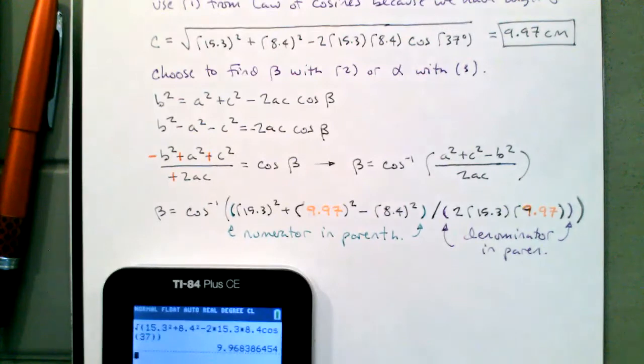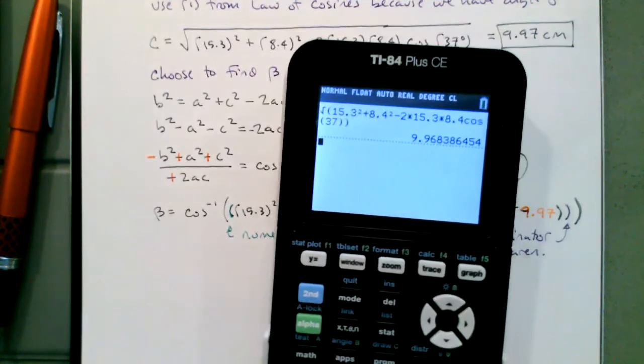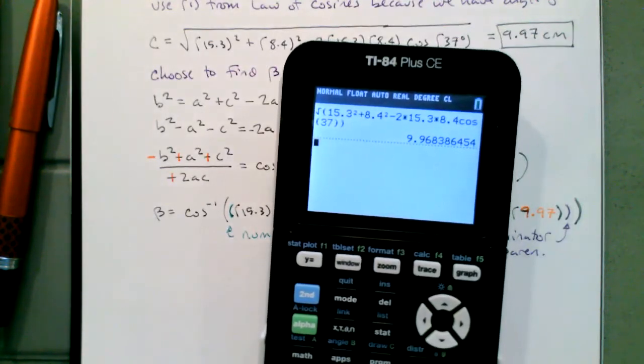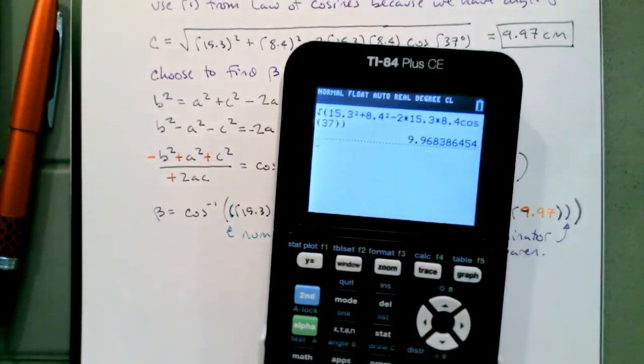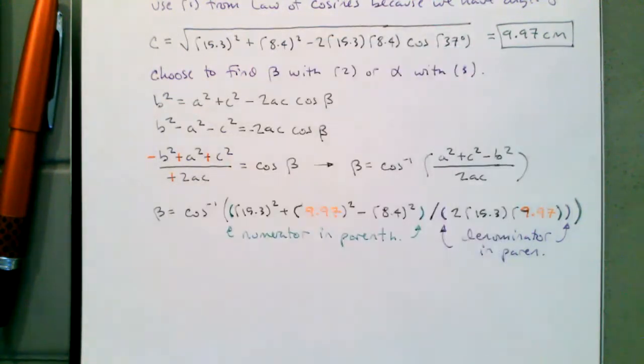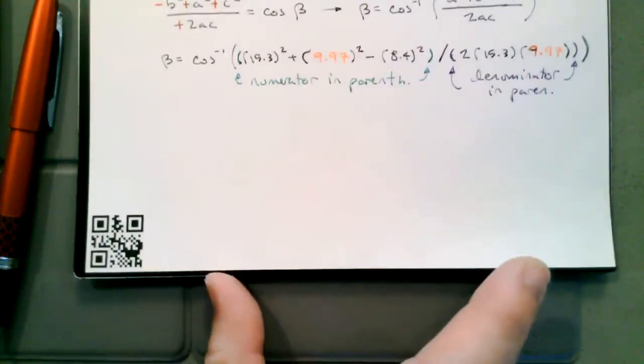Also note that I have my rounded off information, the 9.97. I don't want to use 9.97; I want to use all these digits. So I'm going to press second answer, because that way I don't have to type all those digits, but I get to use all those digits.